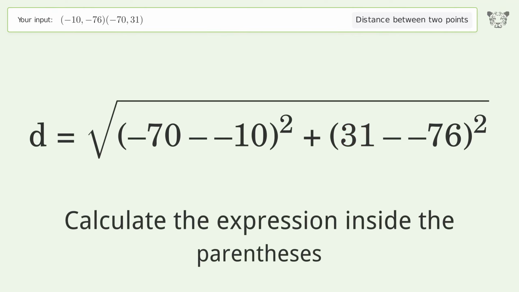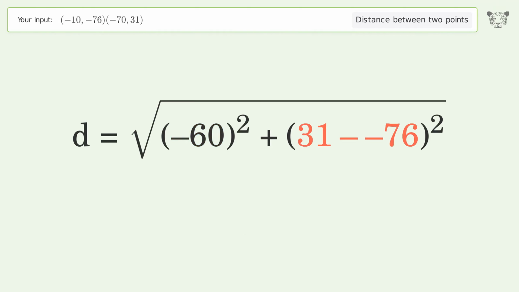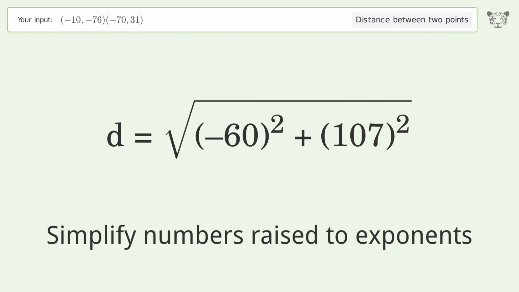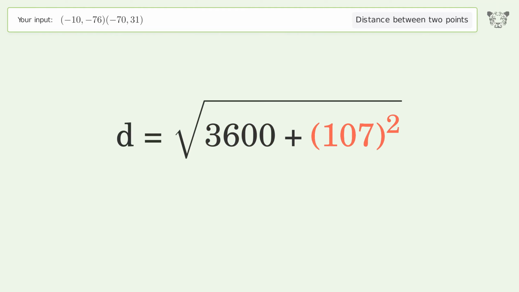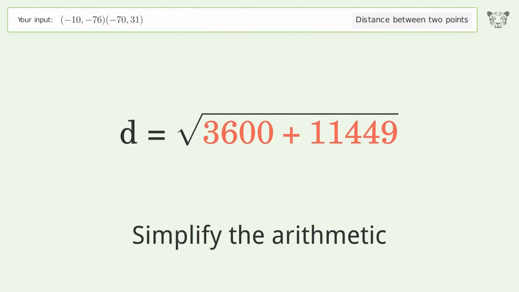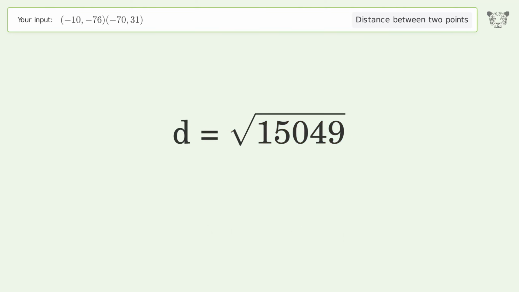Calculate the expression inside the parentheses. Simplify numbers raised to exponents. Simplify the arithmetic. And so the distance between the 2 points is the square root of 15,049 or 122.674.